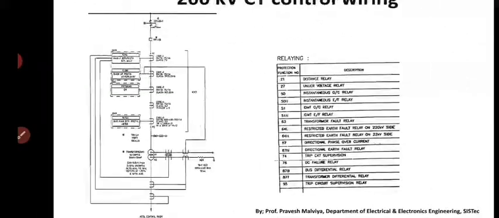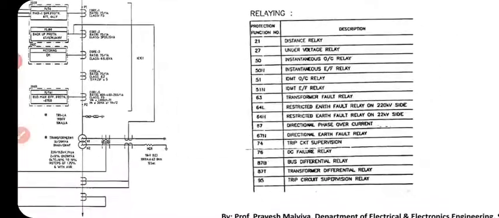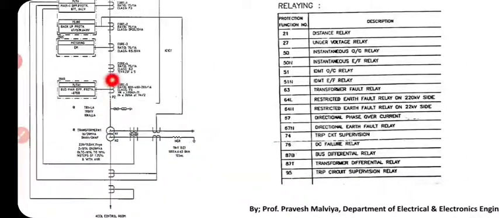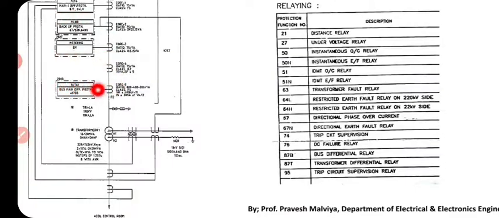So look at this. This 87 is protecting this line. The lower line is coming here to the transformer. It is connected to both primary and secondary. So this is differential protection. Likewise, all the cores are feeding different protection sections of the transformer and the 220 kV bus.